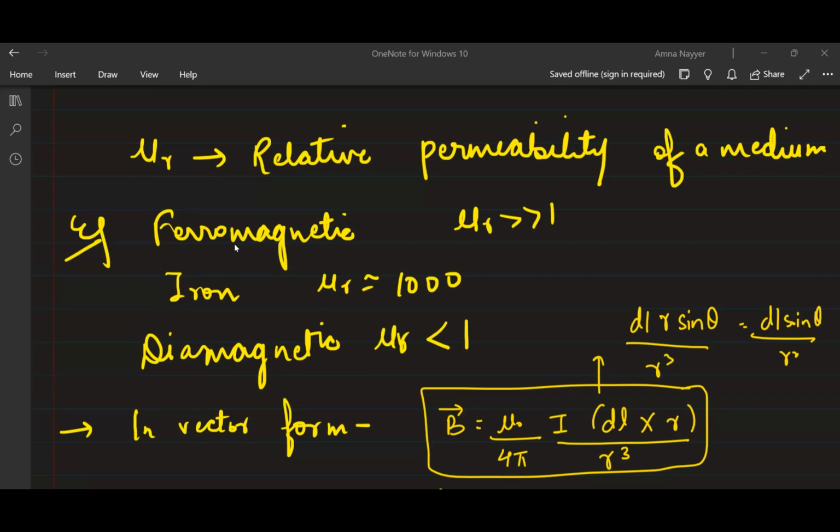And that is equal to 1000 for iron. Yes, that is approximately equal to 1000. What is diamagnetic? See, don't go into the details, because there is a lot to understand for these. There are magnetic properties that you need to know. Just understand it's just a classification.